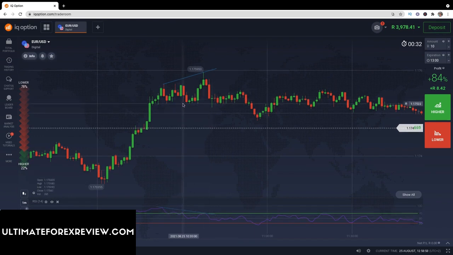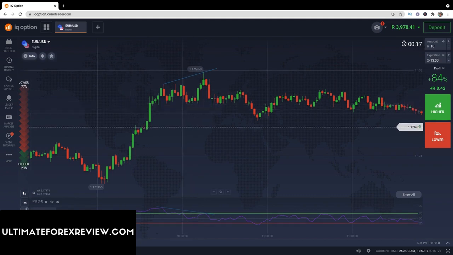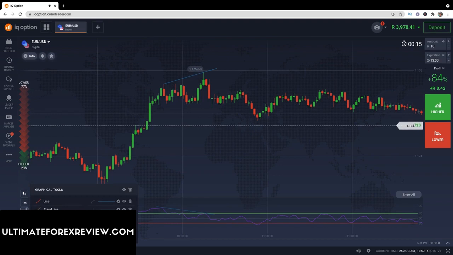Now what we are going to do is mark off our area of support that we want broken and turned into resistance. Okay. And after this high, which is where we would have spotted our divergence, this will have been our previous area of resistance. So we place a horizontal line there. We are now looking for a break and retest of this area in order to place a trade.